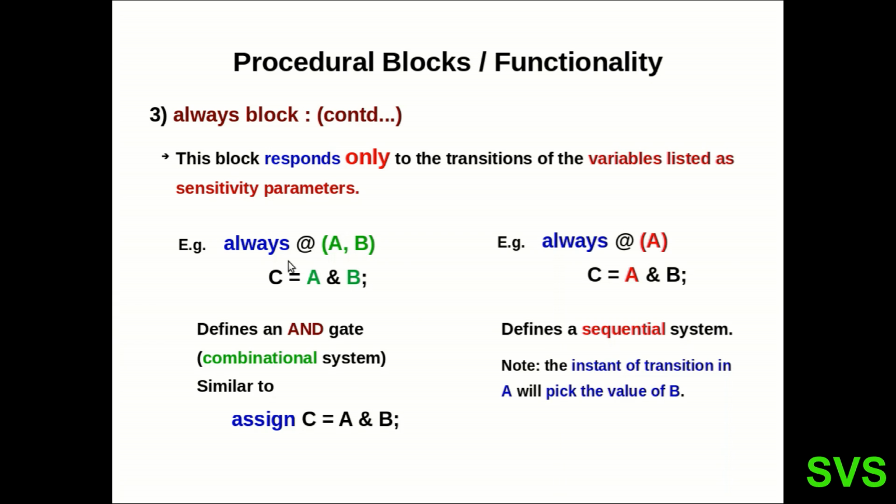The first example defines an AND gate, which is a combinational system, and it is similar to the assign block definition. But in the second part, it becomes a sequential system. The changes in C are only brought about by A, and the value of B is picked up at the transition of A. So to illustrate that, let's consider this example.